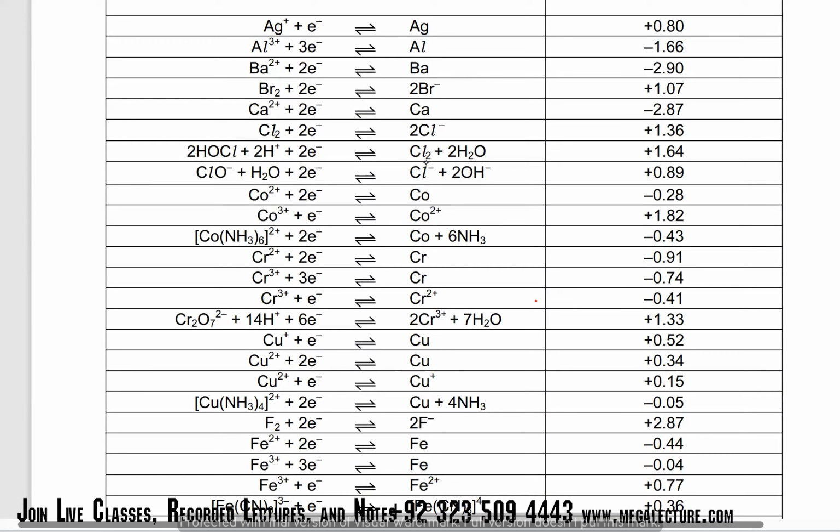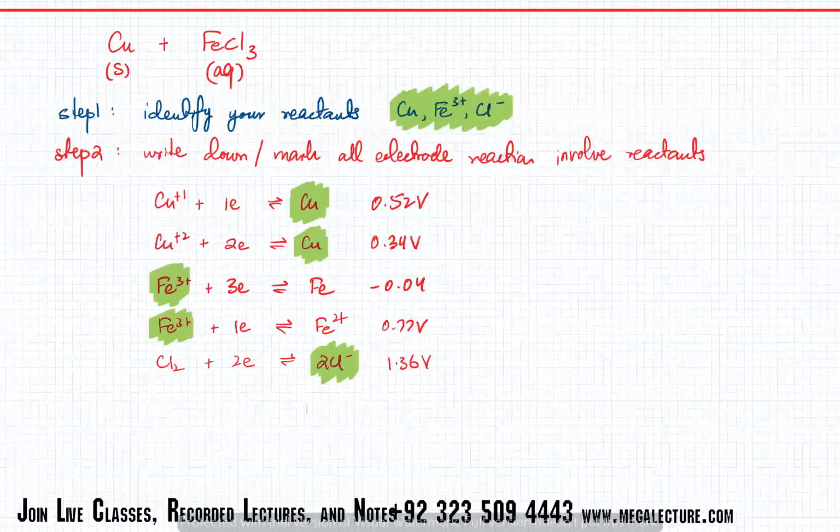The reason I ignored this reaction was because it had OH ions reacting with Cl minus 1. I don't have OH ions as my reactants, so this electrode reaction is not possible in my case. Otherwise, I wrote down all the reactions that I found here.